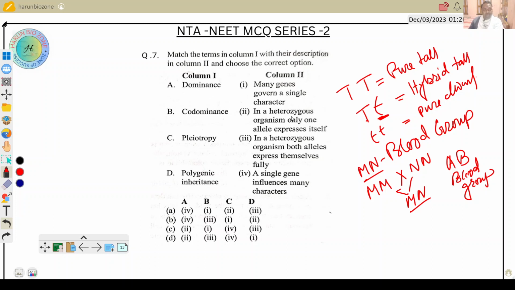Both are polygenic inheritance. So the right answer: dominance means in the heterozygous condition only one allele expresses itself, so A2. Codominance means both alleles express, B3. Pleiotropy means a single gene influences many characters, C4. And polygenic means many genes govern a single character, D1. So here D is the right answer. Next question.